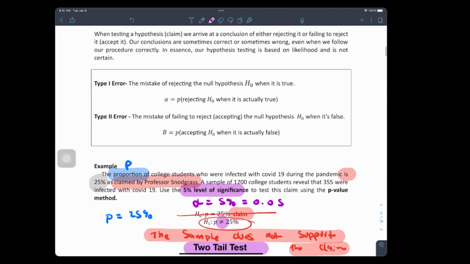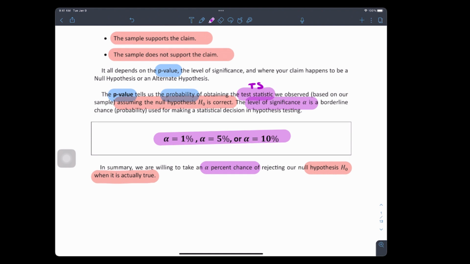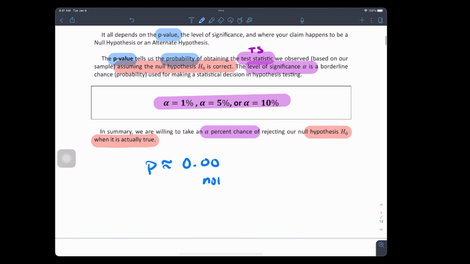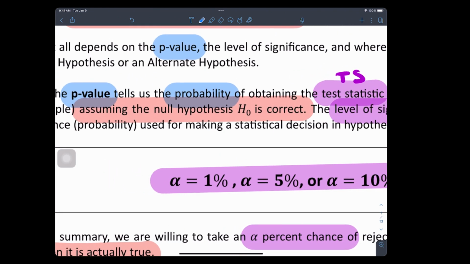Now, that probability, if we said this, p-value is the probability of obtaining the test statistic, assuming the null hypothesis is correct. We just threw out the null hypothesis. Is that right? What was that p-value approximately? It was approximately 0. What does that mean? It's not likely. It's not likely for you to get the test statistic you got, assuming the null hypothesis is correct.